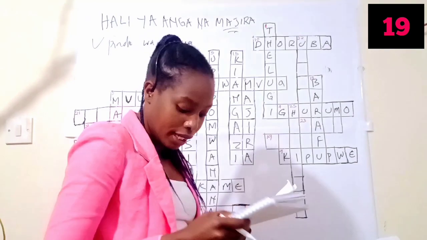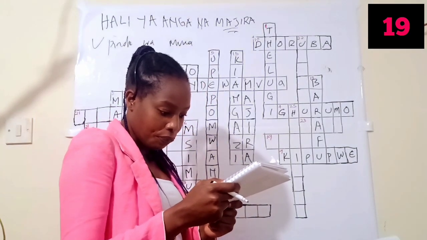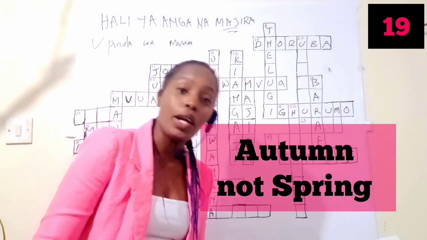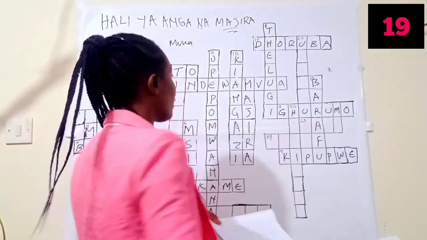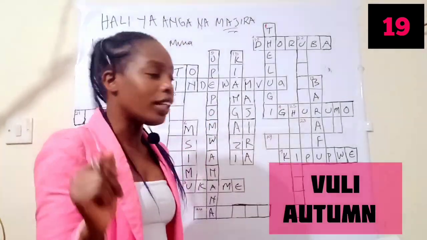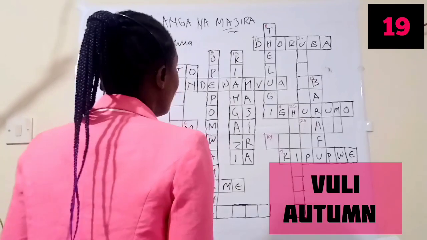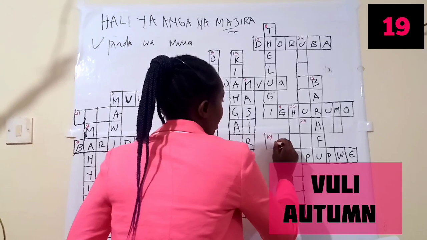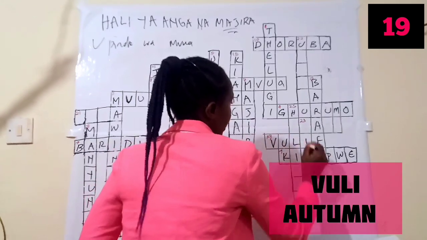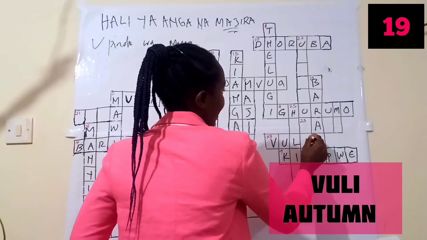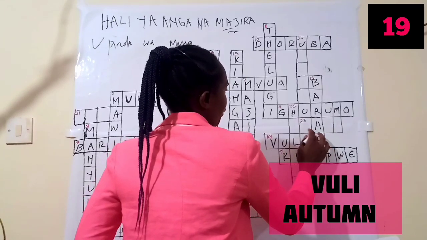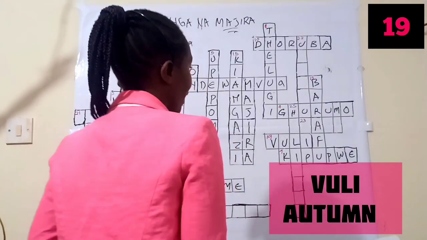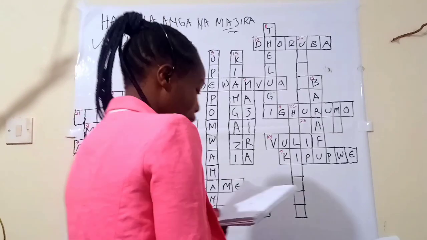What is number 19? Number 19 is spring. What do we call spring in Swahili? Spring in Swahili is vuli. So let's look for number 19. Where are you? Here. So number 19 will be vuli. The word ends here. 19 is vuli. Okay. Let's go to number 20.